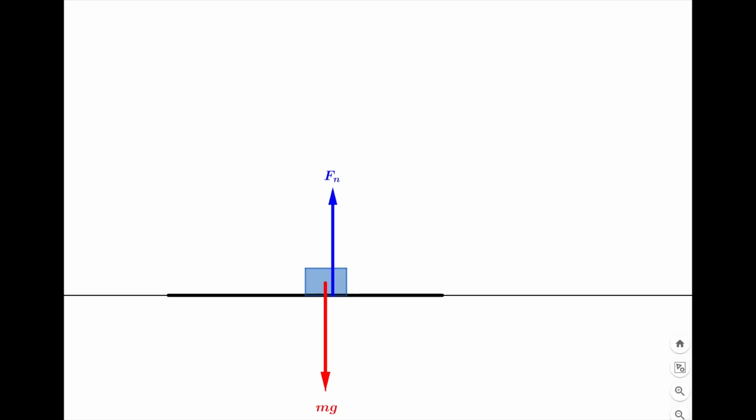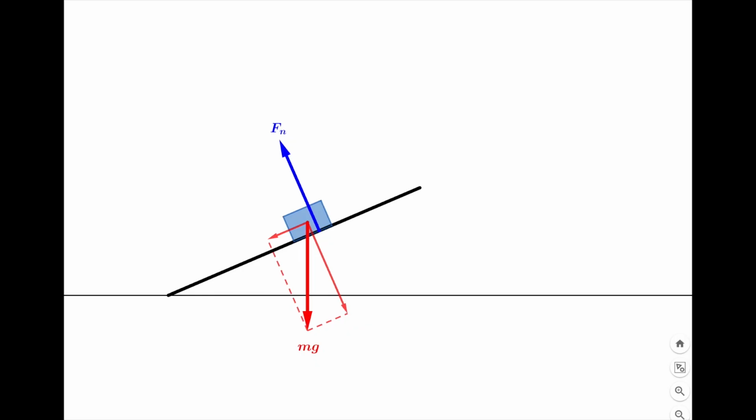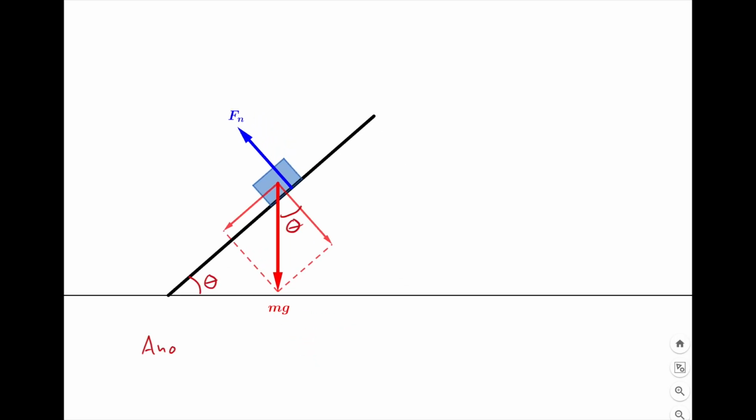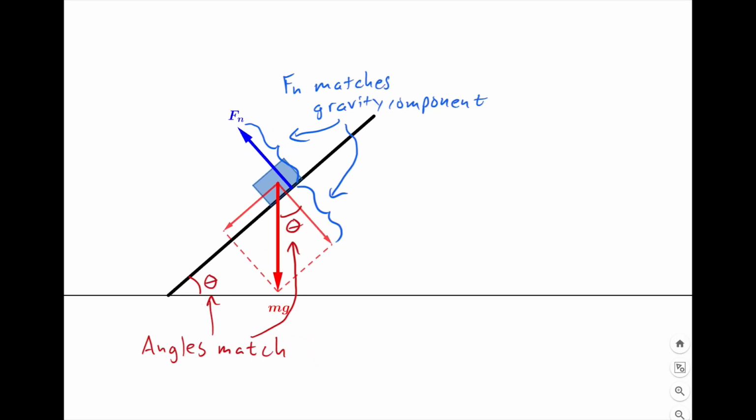What we have here is a mass sitting on a flat surface, and I'm about to take that surface and start rotating it up. As I rotate it up, I want you to pay attention to what happens to force normal, and I also want you to look at the components of the gravitational vector. Pay particular attention to how force normal is shrinking and staying the same size as the component of gravity. Also, pay attention to the angles that are equal to each other. Now pause the video and make sure that you understand this picture before we get into our problem.